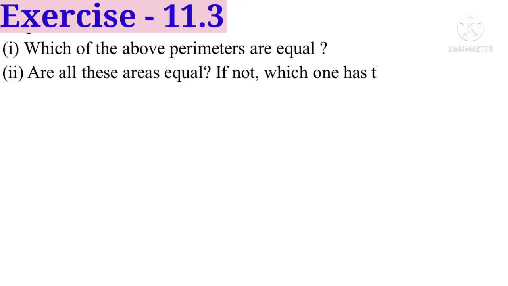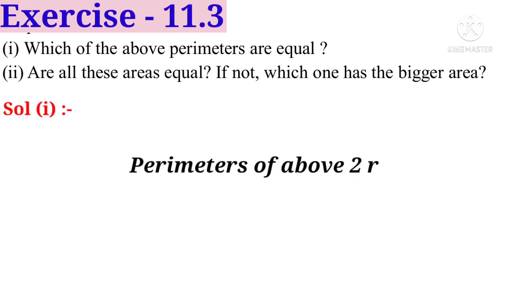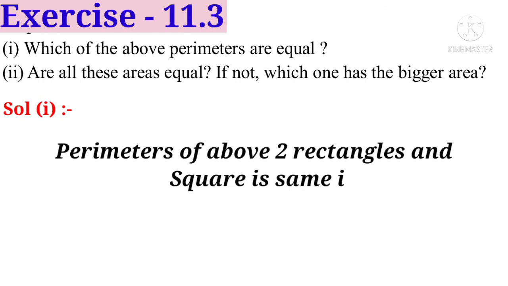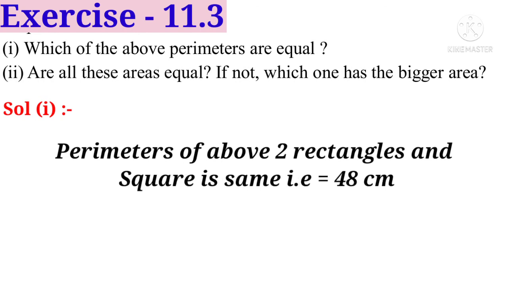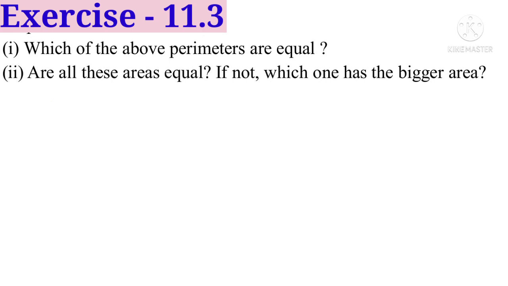Now number 1. Which of the above perimeters are equal? Solution 1. Perimeters of above two rectangles and square is same, that is 48 centimeters only. Number 2. Are all these areas equal? If not, which one has the bigger area?